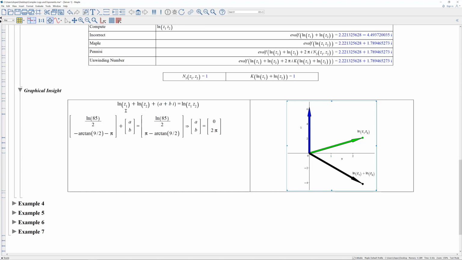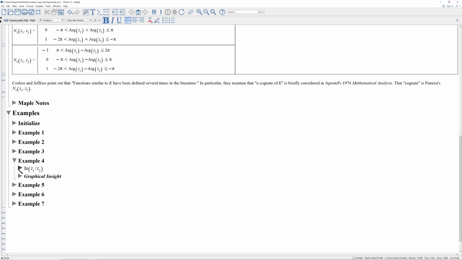So log of 85 over 2, log of 85 over 2, so A is going to be 0. Here you have minus pi minus arctan 9 halves. Here you have pi minus arctan of 9 halves. So B is going to be this pi brought over, and this pi, you get 2 pi. That's why this is 2 pi I. So again, this little picture makes the arithmetic sort of come alive, and it's a bit more satisfying than just throwing some numbers around. So having done log of a product, we're going to do log of the quotient.